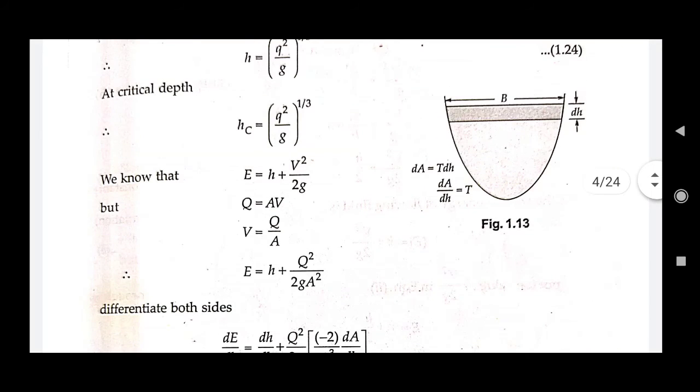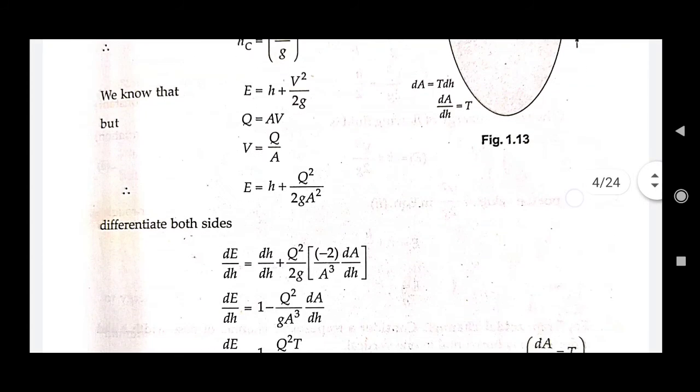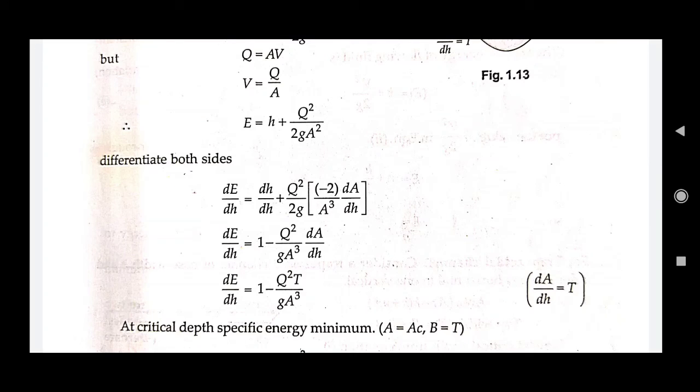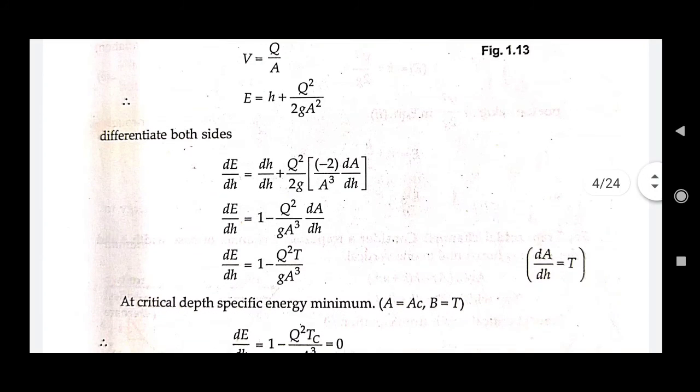But as you can see, what is dA? dA is equal to T times dH, whatever the smaller depth that we are taking, you can see in the figure. So we can write dA by dH is equal to T, where T is the top width, right? So substituting the value of dA by dH as T, the equation can be transformed as dE by dH is equal to 1 minus Q square T upon G A cube, right? But as we all know, at the critical depth the specific energy becomes minimum. A is equal to Ac and T is equal to Tc, right?